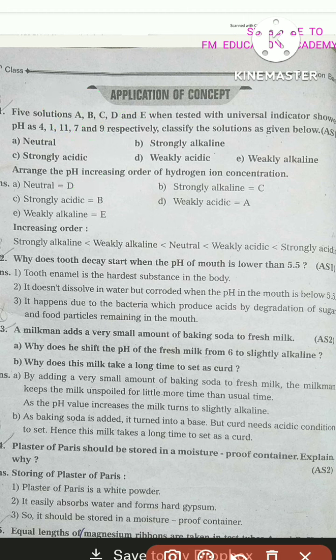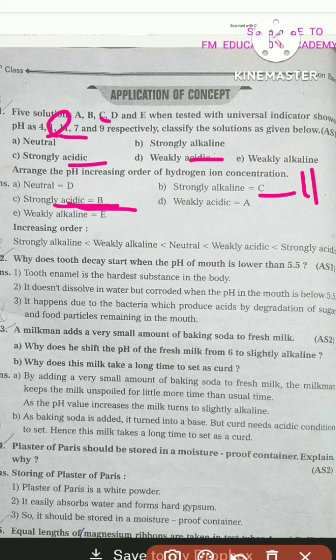We know strongly basic means it will be from 11 to 14. So from 11 to 14 is C, right? So strongly alkaline is C, 11 pH. Then strongly acidic means it is from 0 to 3, or 0 to 4 we can say. So here we have strongly acidic is B, that is nothing but 1 pH. From 0 to 3, 1 lies between 0 to 3 pH.